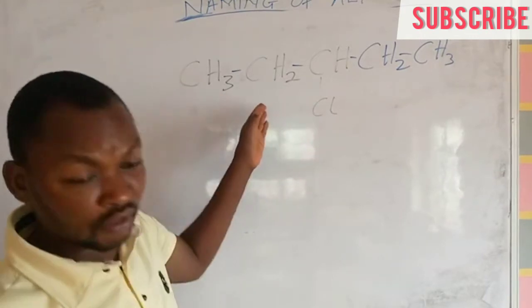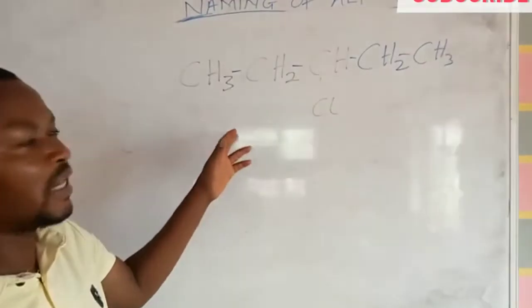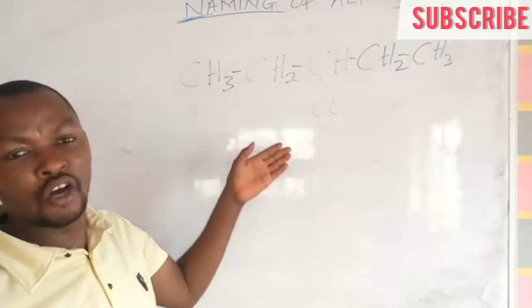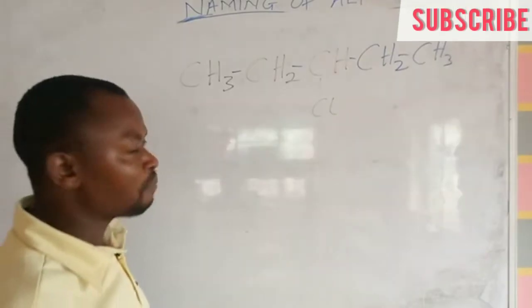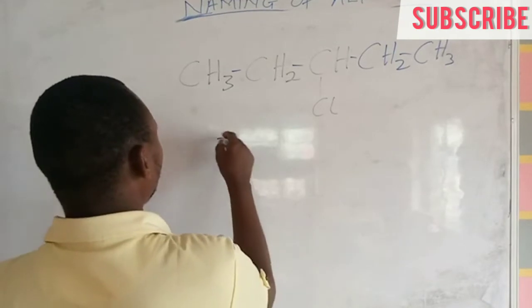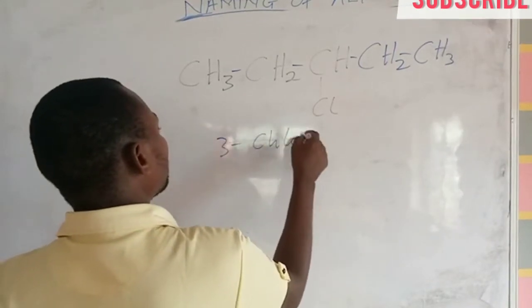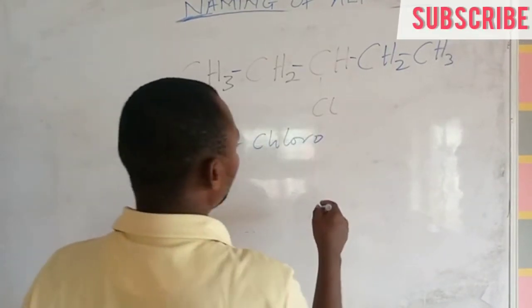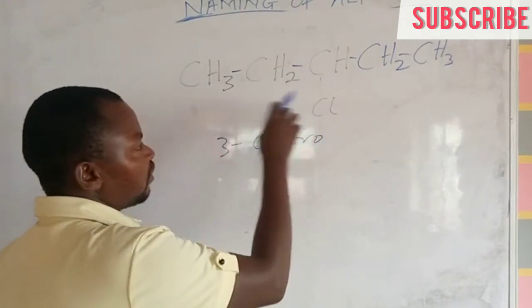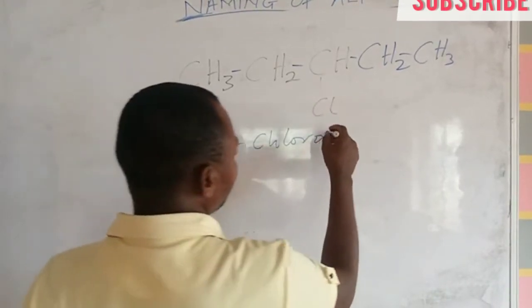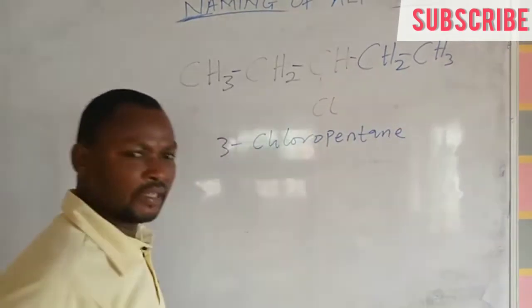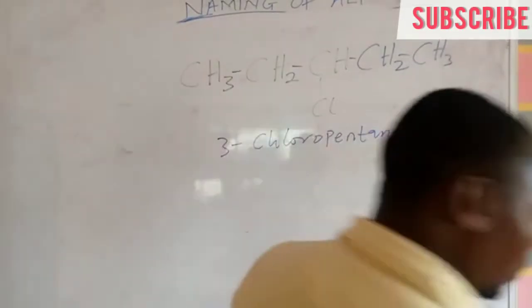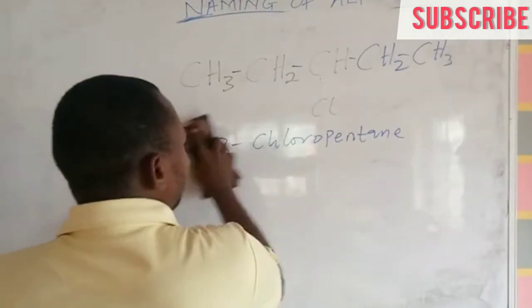So in this kind of situation, we don't need to bother about the position of the substituent. So the name of this compound is 3-chloro, and then the parent name is pentane. It says pentane, 3-chloropentane. Okay.